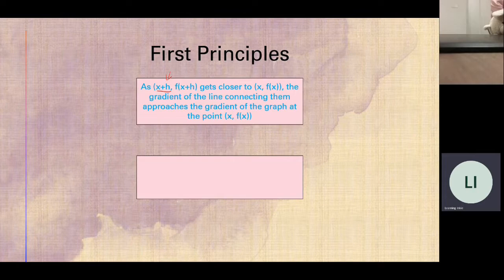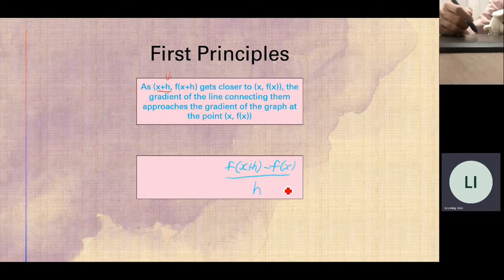Now, first, what is the gradient of the line that connects 2 points? Quite simple, right? y2 minus y1 over x2 minus x1. y2 being f(x plus h), y1 being f(x), and x2 being x plus h minus x would give us h. And the idea of h becoming zero is basically finding the limit of this function as h approaches zero. So you simply write lim h approaches zero, essentially the limit of this particular function as h becomes zero.